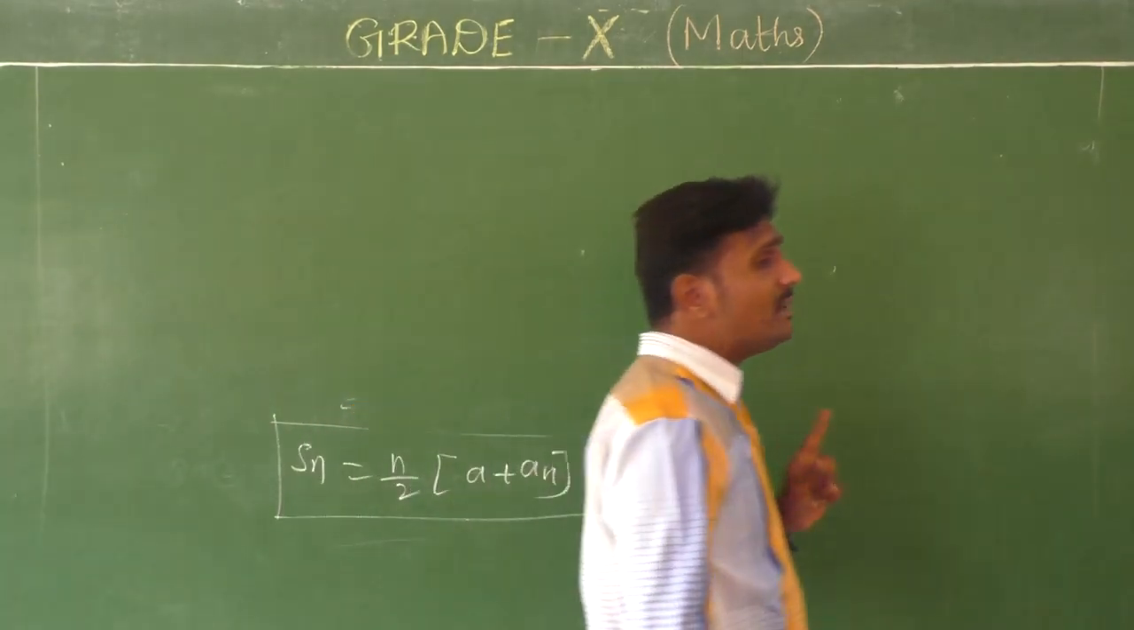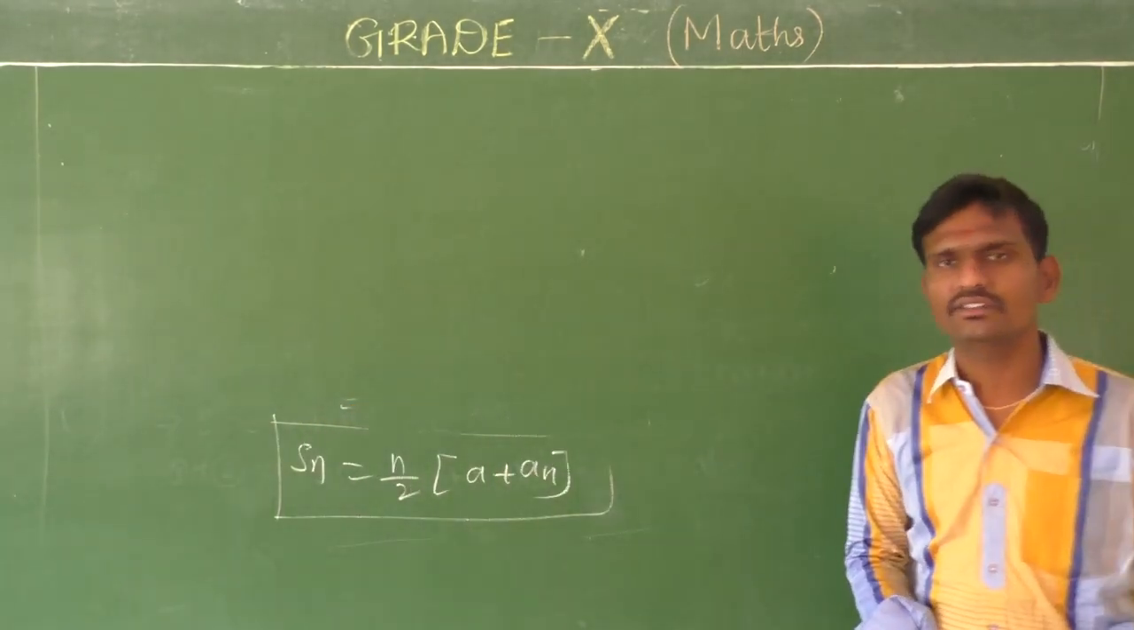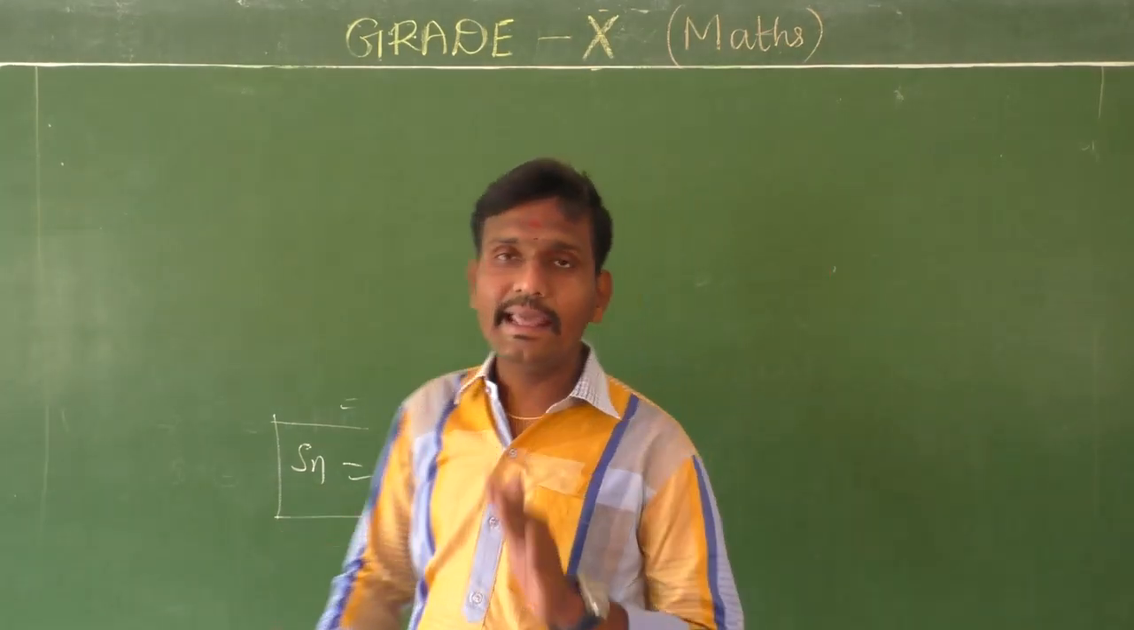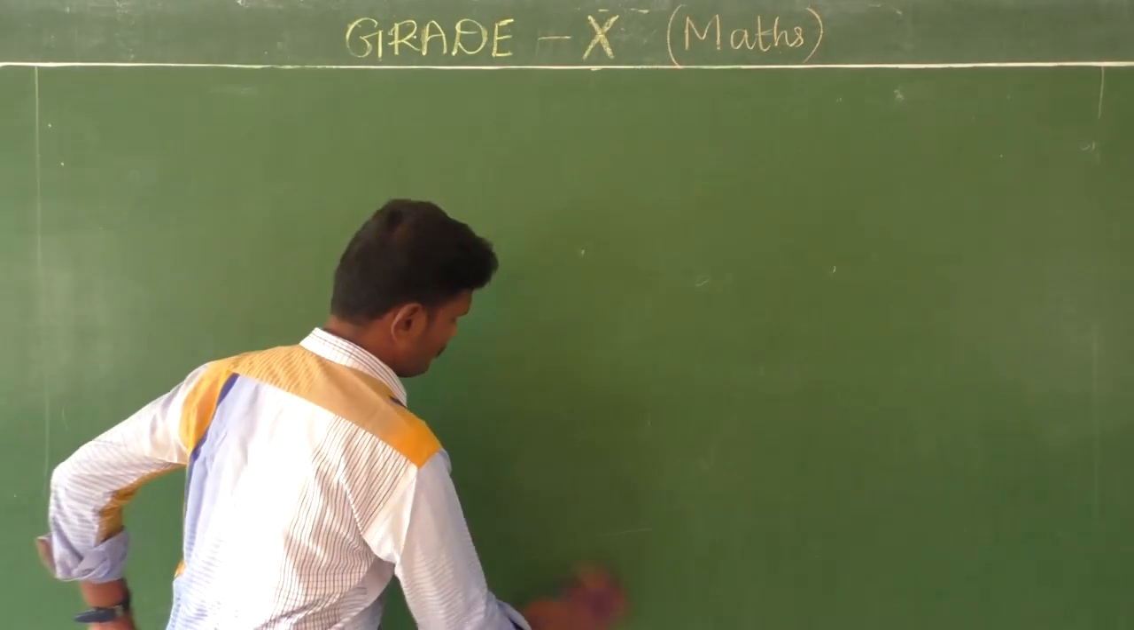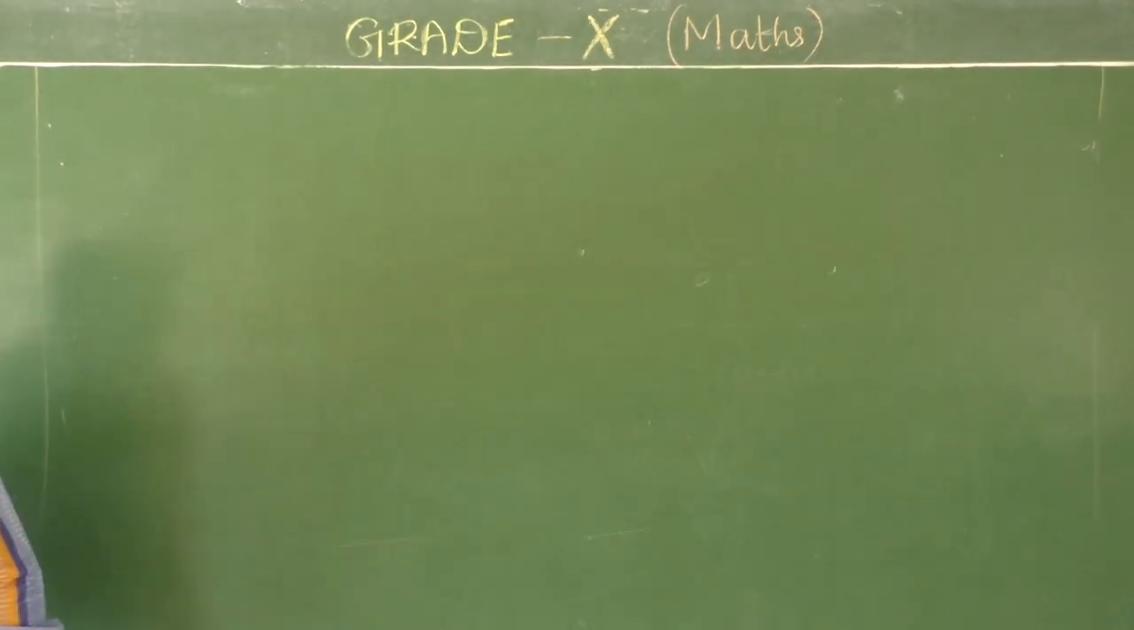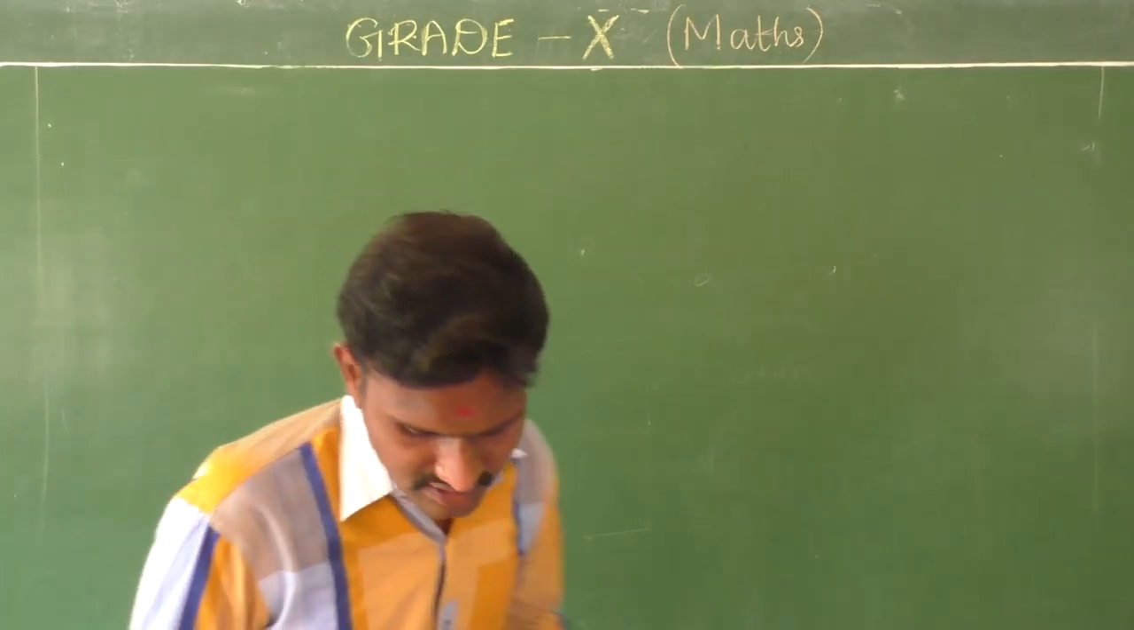L also. What is the meaning of L? Last term of the sequence. A or an or L are all the same. Don't get any confusion, student. Okay. Let us go to our sums.